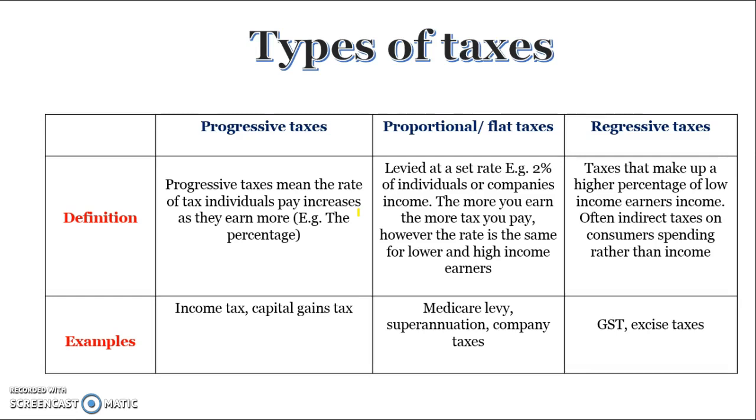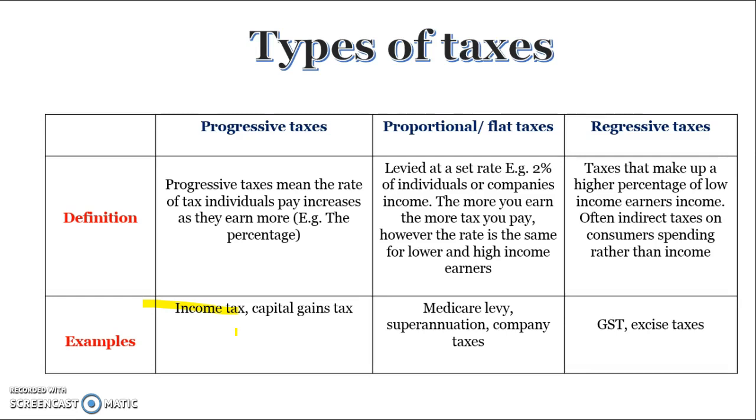So progressive tax means that the rate of tax individuals pay increases as they earn more. So the more you earn, the higher rate of tax you pay. Not just the more tax, even if it's a proportional tax system, you'll pay more tax if you earn more. If you're paying 2% of your income, you're going to pay more tax if you're earning $1,000 than $100. The key thing with progressive taxes is the rate of tax increases the more you earn. Examples, income tax is the main one, capital gains tax, because low-income earners generally don't have many properties or shares, they pay very little capital gains tax.